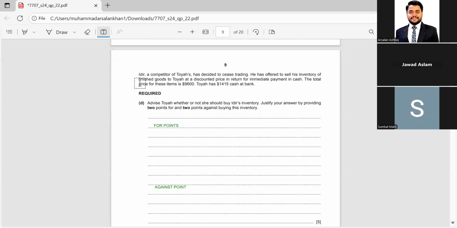So what is the question? It is saying that a competitor of Toya's has decided to cease trading, उसने अपना business बंद करा. He has offered to sell his inventory of finished goods to Toya at a discounted price in return for immediate cash payment. The total price of these items was 96,000. Toya has 1415 in her bank account. तो अगेंस्ट में क्या है, उसको कैश में चाहिए सारी चीजें. Okay. She wants immediate payment in cash. So we have to advise whether she should buy or not. Okay, he wants cash payment, but he will give some discount.